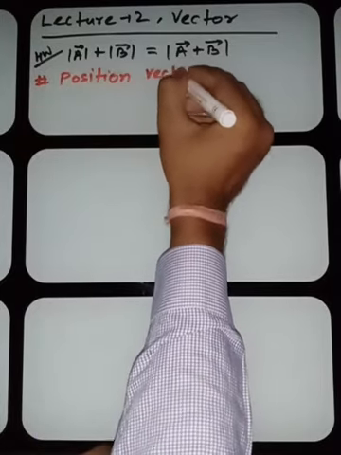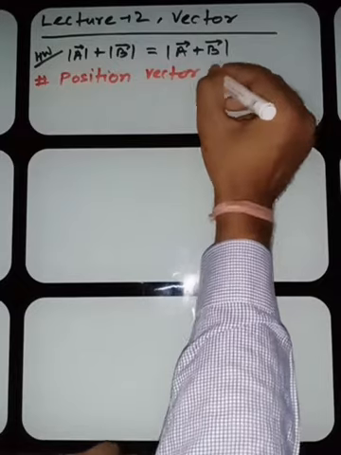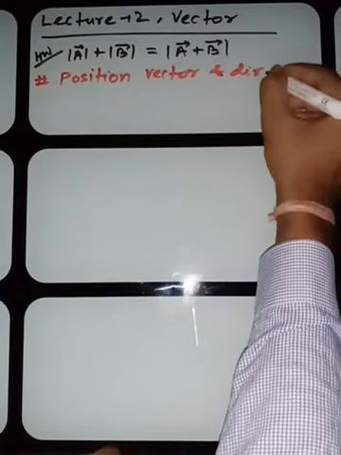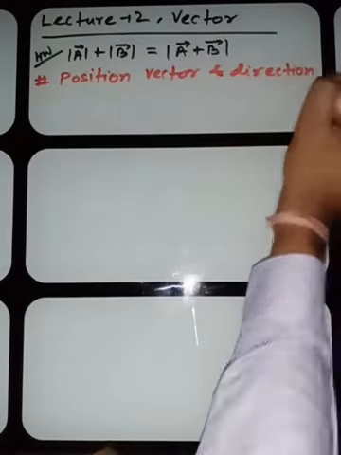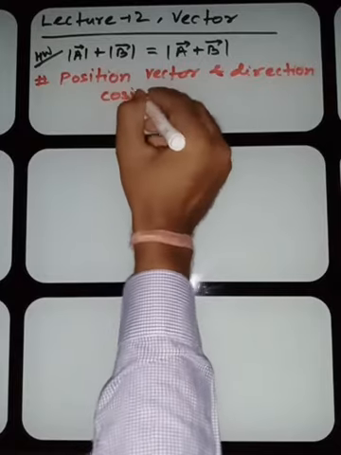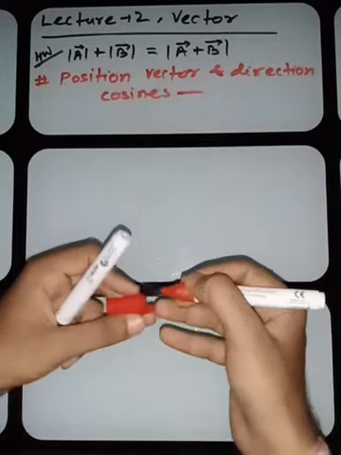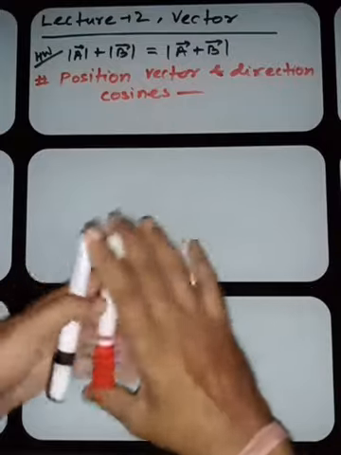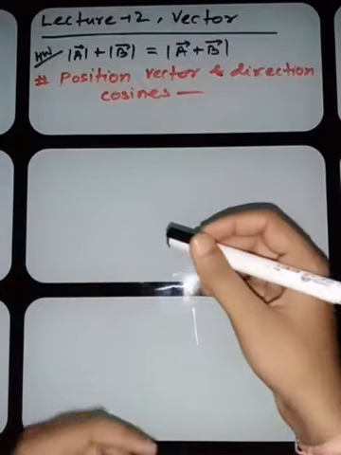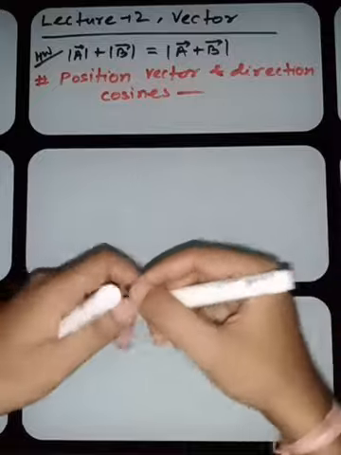Position vector and direction cosines. The very interesting topic, my dear student, and also very important. Remember, directly you'll find the question: you have to find the direction cosine of this vector and that vector.